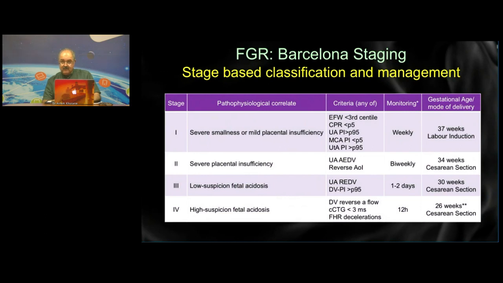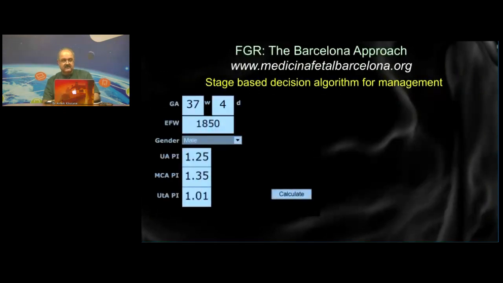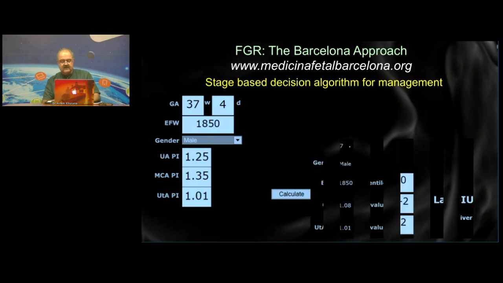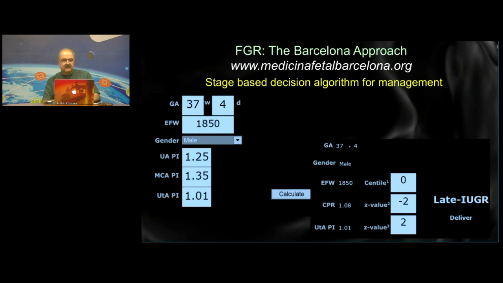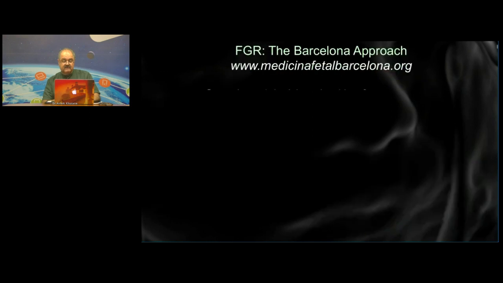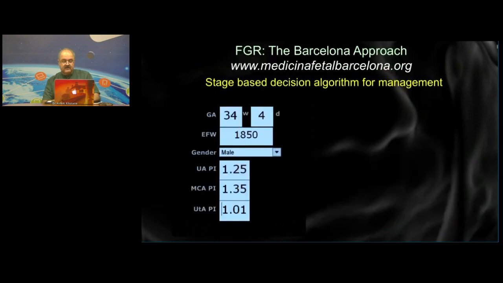Also, this flow has been rearranged in terms of a smartphone app, and I find this terribly convenient. You can download this free from www.medicinafetalbarcelona.org. And you put in the data you have, 37 weeks, 4 days, 1.8 kilos. You put in your Doppler data, you press calculate, and the answer you get is, look, this is growth restriction, we're at 37 weeks, deliver. Alternatively, if I were to mention the age is 34 weeks, as you see here at the top on the left, then the instructions are quite different.